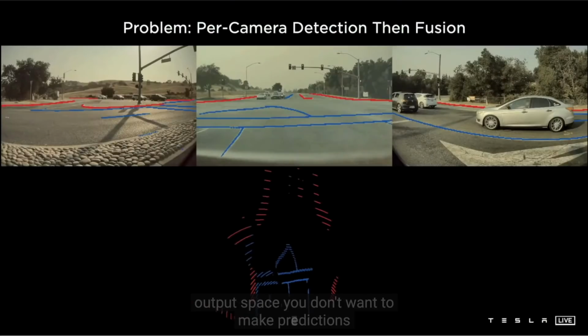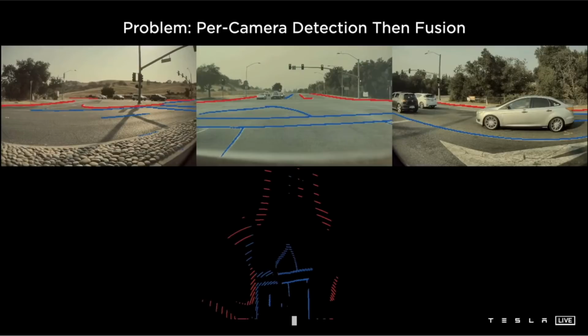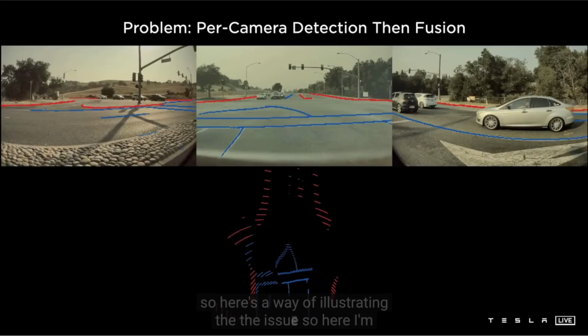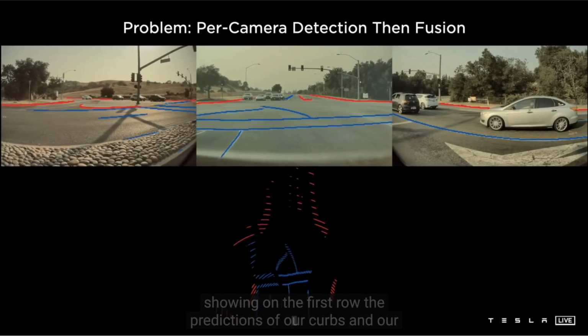So here's a way of illustrating the issue. So here I'm showing on the first row the predictions of our curbs and our lines in red and blue. And they look great in the image, but once you cast them out into the vector space, things start to look really terrible, and we are not going to be able to drive on this.